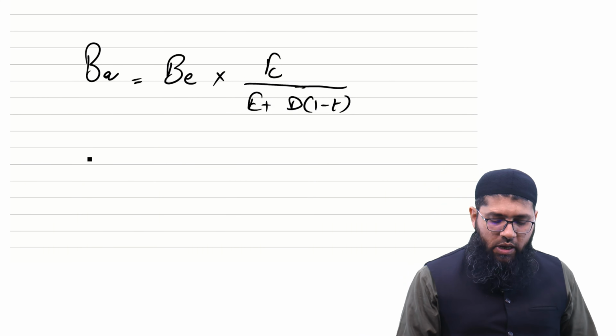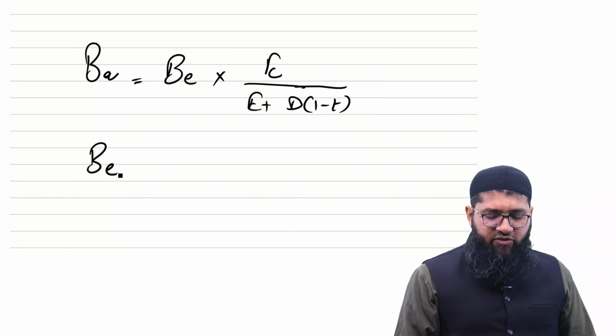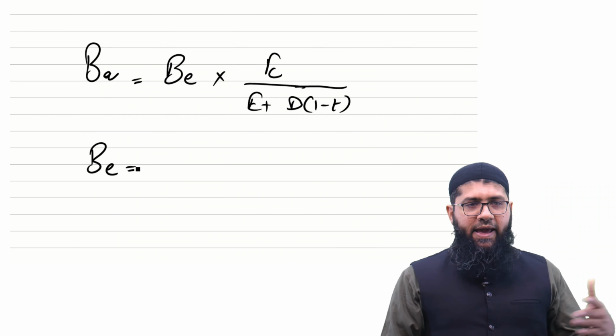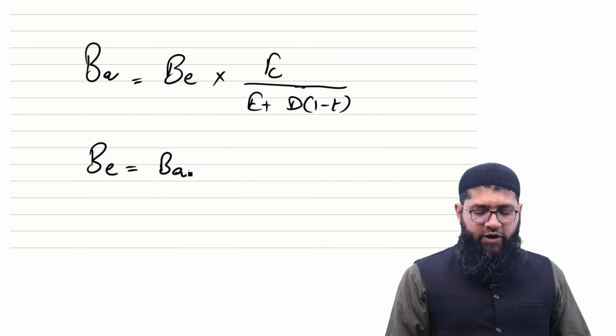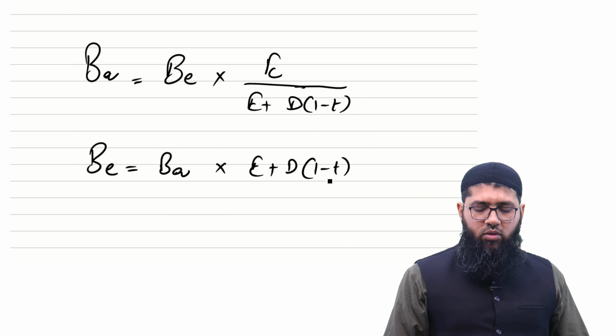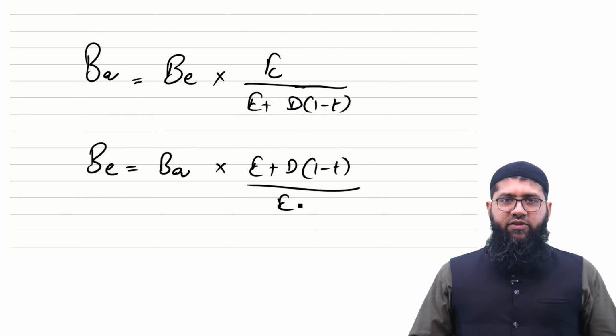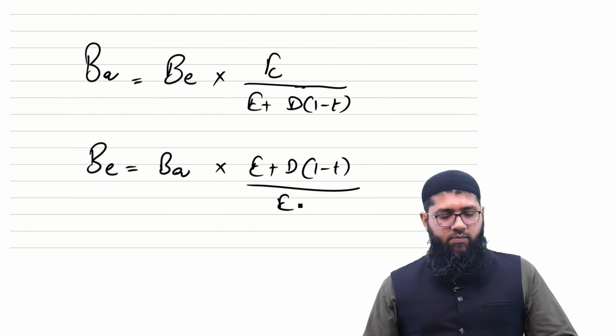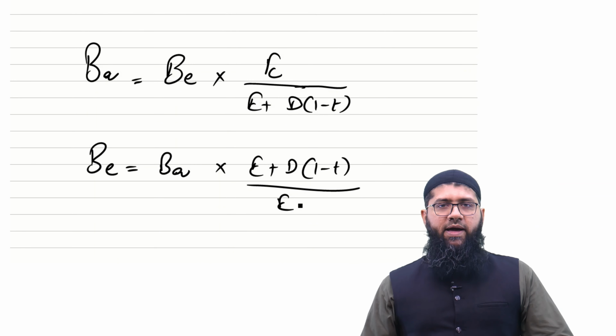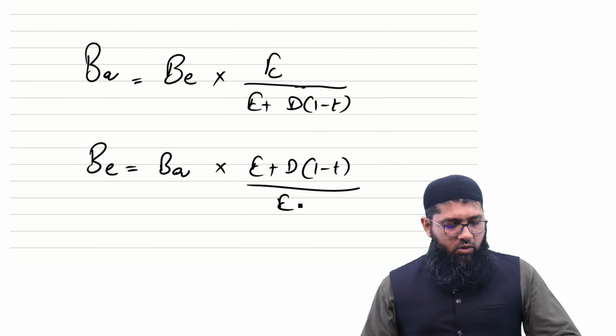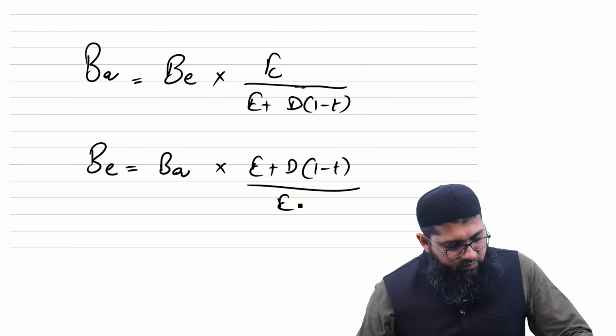Now at times you have to rearrange the formula also, where you have to make equity beta the subject. So it's actually going to be asset beta into (E plus D(1 minus T)) divided by E. That's how the equity beta is going to be.